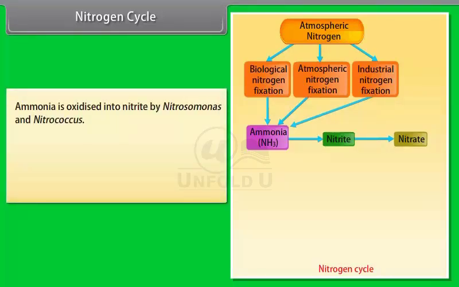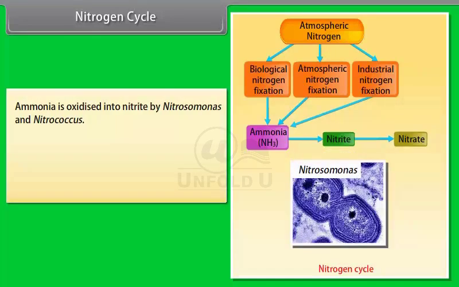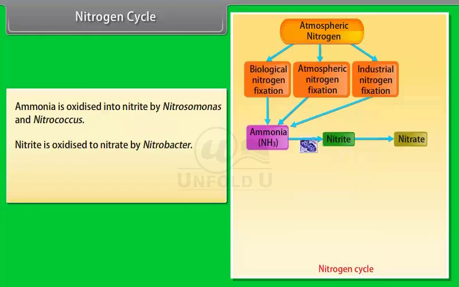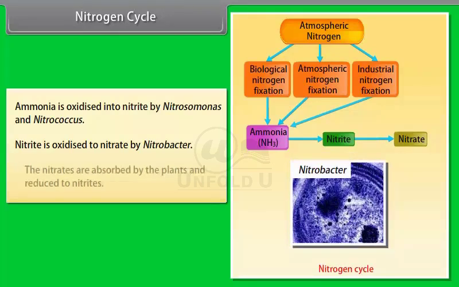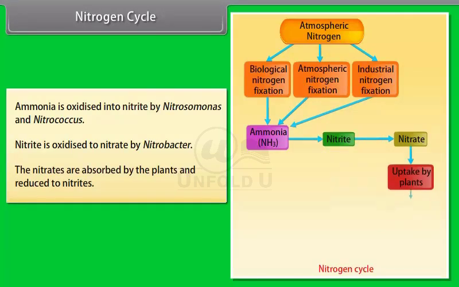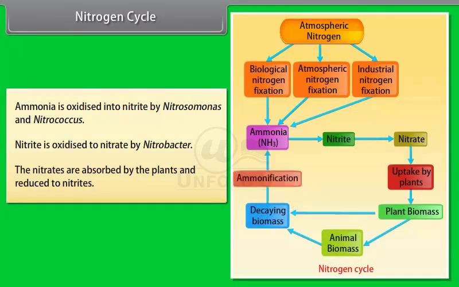Ammonia is oxidized into nitrite by Nitrosomonas and Nitrococcus. Nitrite is oxidized to nitrate by Nitrobacter. The nitrates are absorbed by the plants and reduced to nitrites.